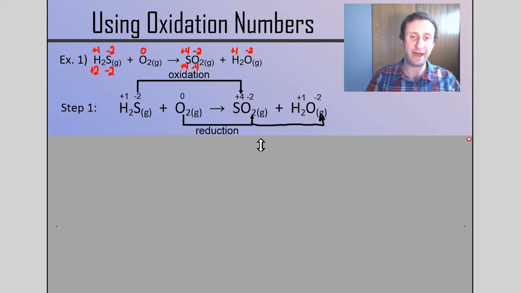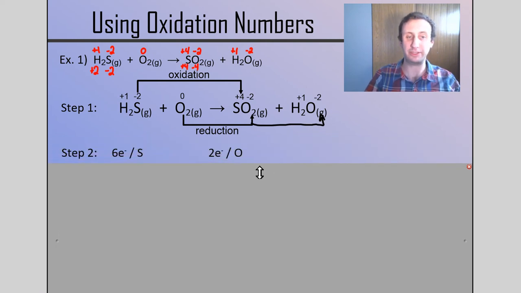So once I realize that, I will write down, and this is the arrow showing, hey, here's the numbers, and the fact that this is going through oxidation and this is going through reduction. Now I talk about how many electrons happened for each thing. So for the sulfur, it went from -2 to +4. That's a change of 6 electrons. So it lost 6 electrons. It went through oxidation. So it's 6 electrons per sulfur.